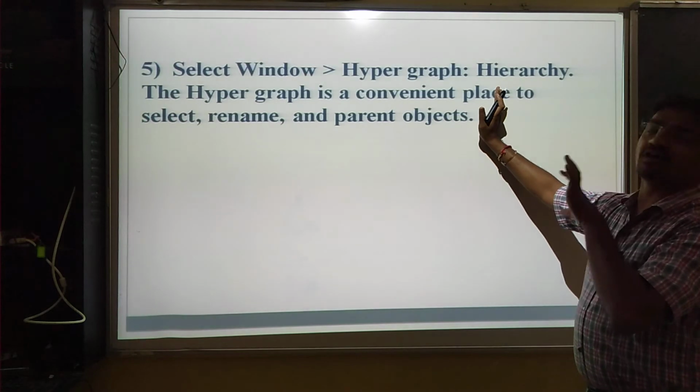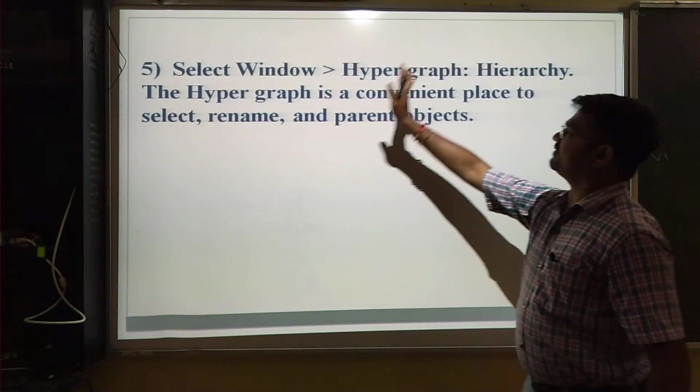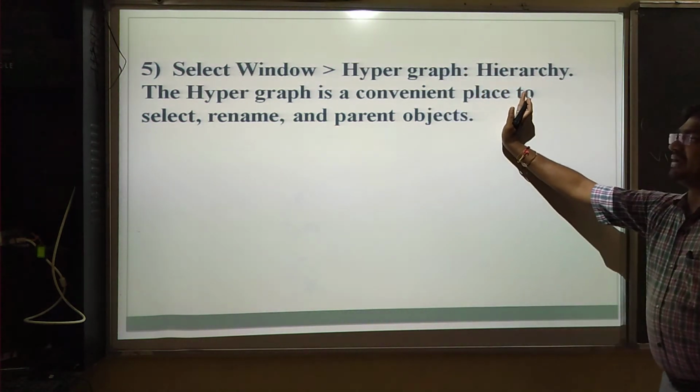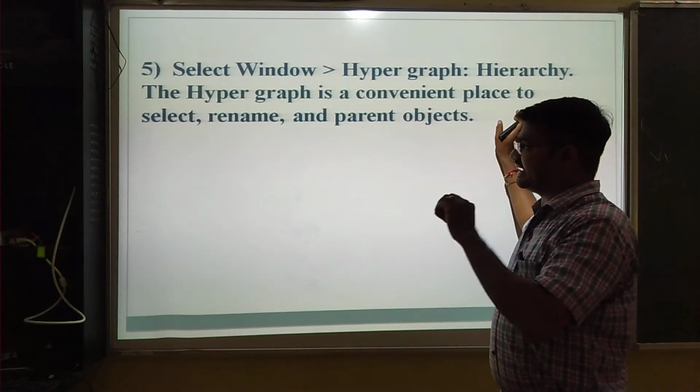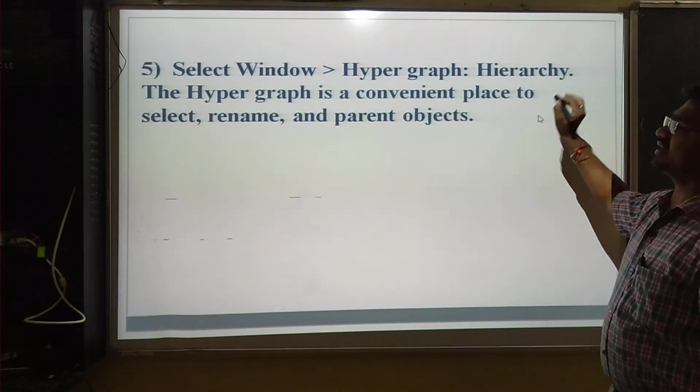So what is the select window? Then hypergraph. The hypergraph is a convenient place to select, rename and parent objects. Then you should create any object in the skeleton. You should maintain the inverse kinematics and forward kinematics.